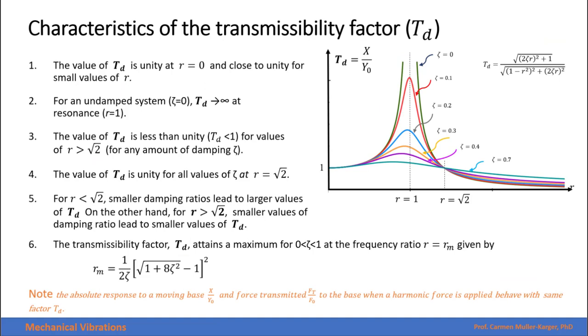In this slide here, we summarize the characteristics we talked about using the graph of the transmissibility factor. The last one: the transmissibility factor attains a maximum for zeta greater than 0 and less than 1, for a frequency ratio equal to this expression right here. This term over here is a little bit less than 1.